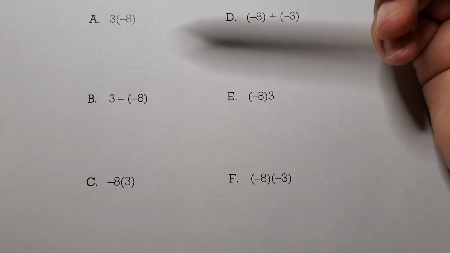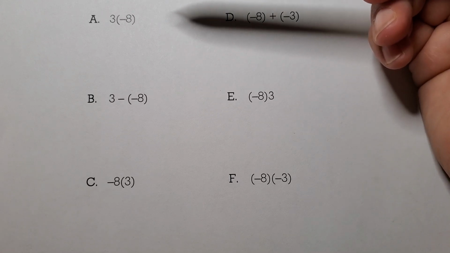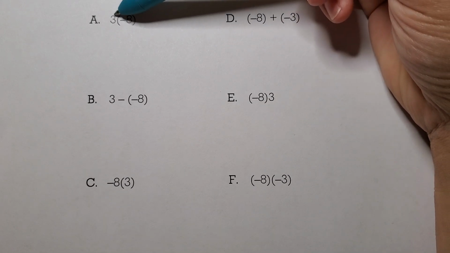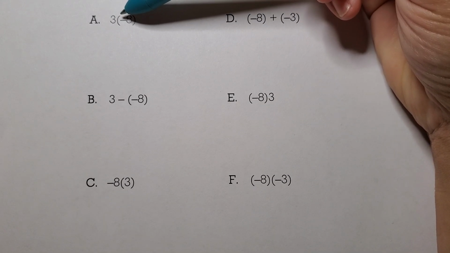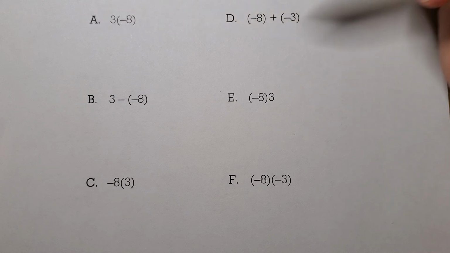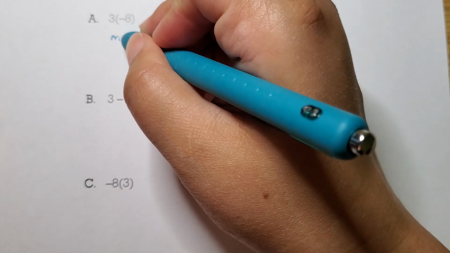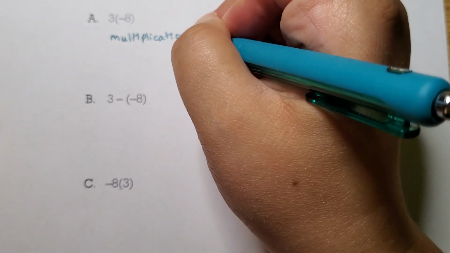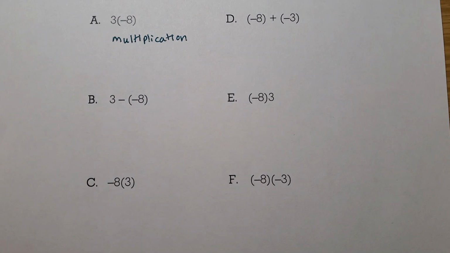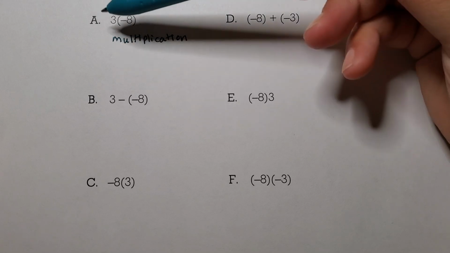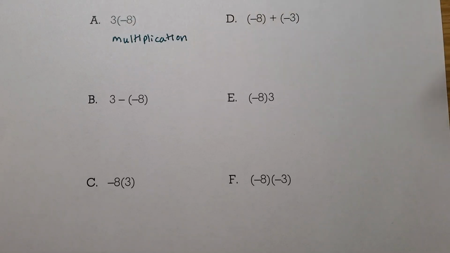Then I look to see what is between anything outside and a parentheses. So here we've got a 3 and then a parentheses. There's nothing in between them. When that happens, that means you have a multiplication problem. So if you have a number and then right next to it some parentheses, that means you need to multiply, in this case 3 times -8.